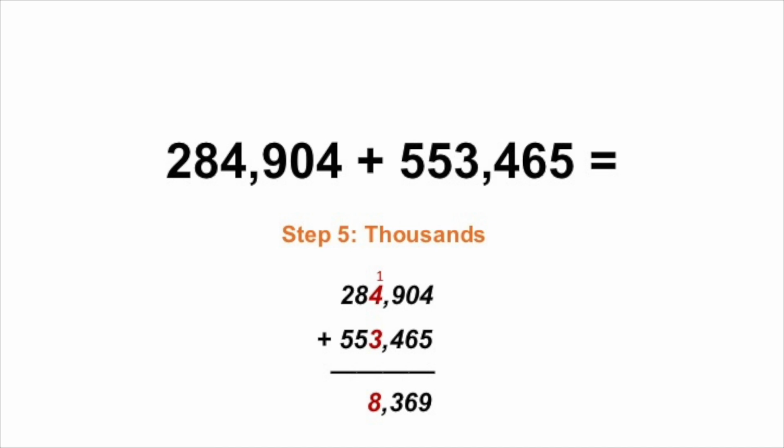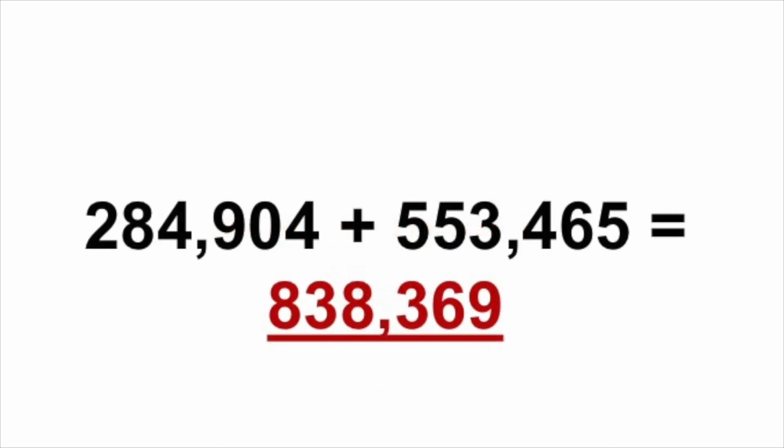So now 1 + 4 + 3 equals 8. And the next column, 8 + 5 equals 13 again. So what do we write? 3 carry over 1. And now our sixth and final digit, the 100,000s, 1 + 2 + 5 equals 8. So what's our final total, guys? 838,369. Excellent.